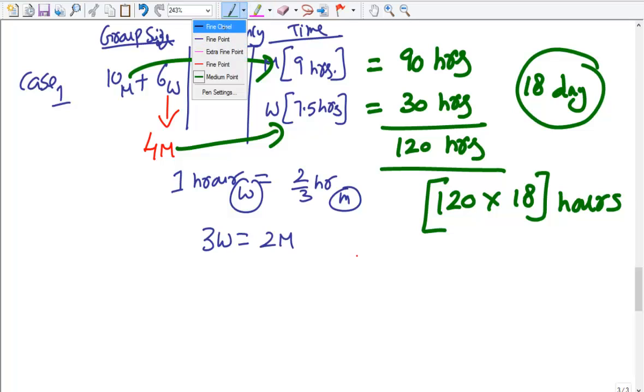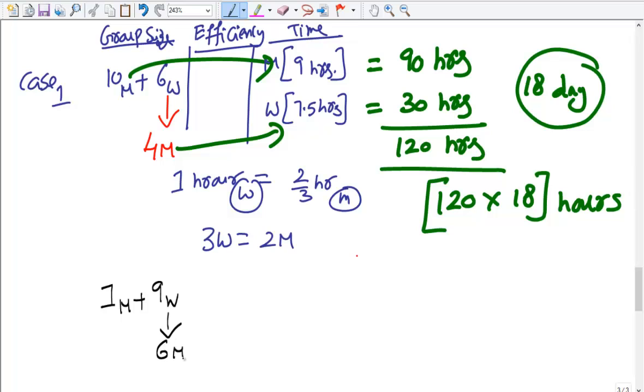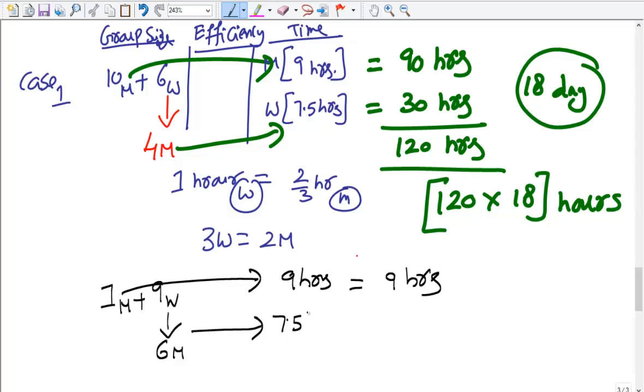Now, what is asked in the question is 1 man plus 9 women. This we can easily write as 6 men. Now this one man obviously worked for 9 hours, so it means that 9 hours of work is completed, and then these 6 men work for 7.5 hours, that is going to be 45 hours of effort. So together it is 54 hours of effort. They finish 54 working hours per day.